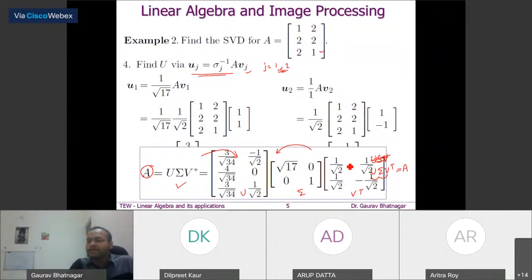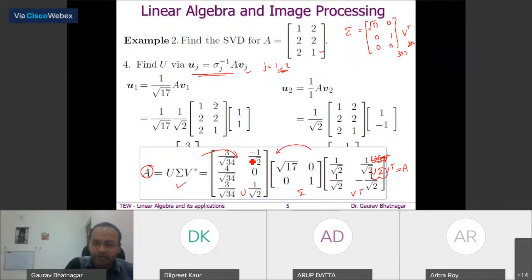Since V is going to be a symmetric matrix, it doesn't matter whether V or V transpose, both are going to be the same. So in this particular manner, using these 4 steps, we are always going to find the reduced SVD. Whenever you want to find the full SVD, the sigma in this particular case is going to be root 17, 0, 0, 1, 0, and 0, so that the multiplication on the right hand side with V transpose works, because it's going to be 3 by 2 and this is going to be 2 by 2. So V has the full dimension, and I don't need to change V.